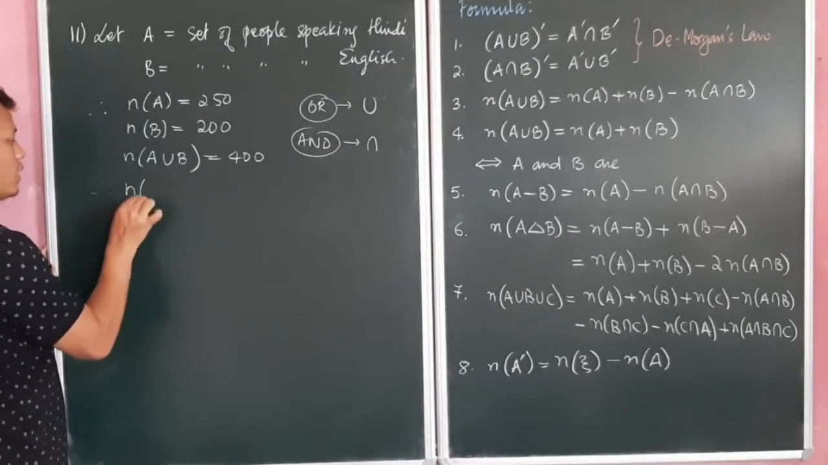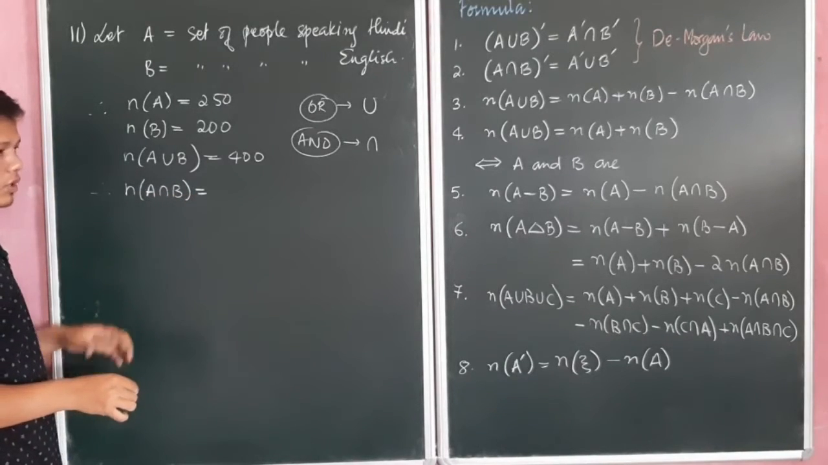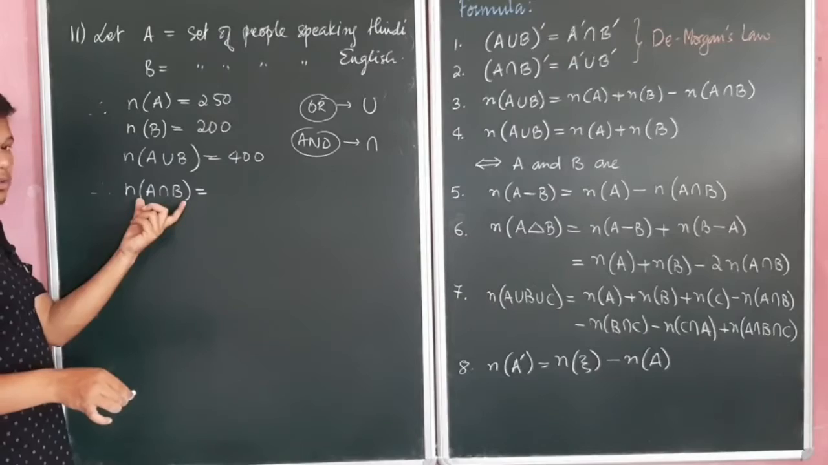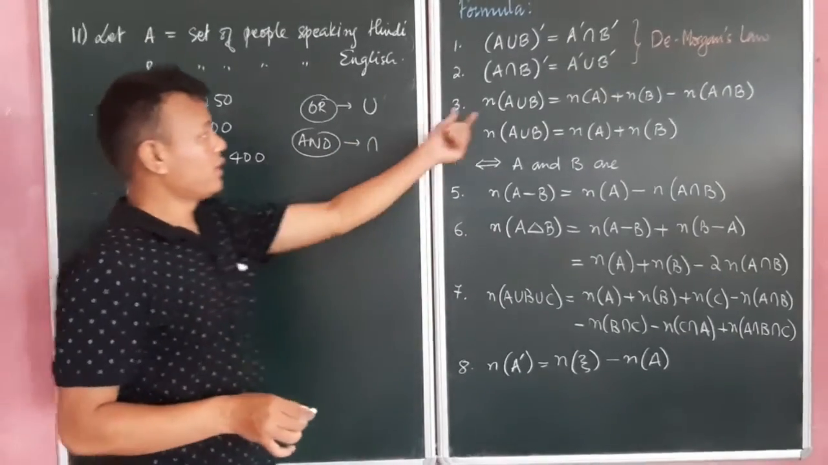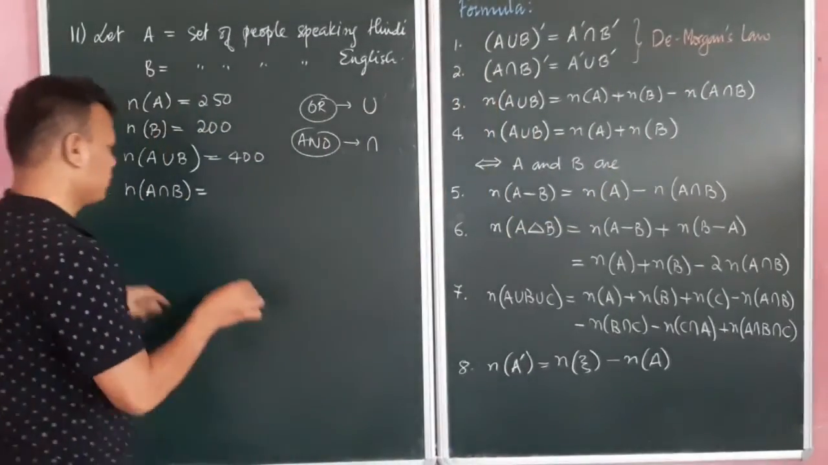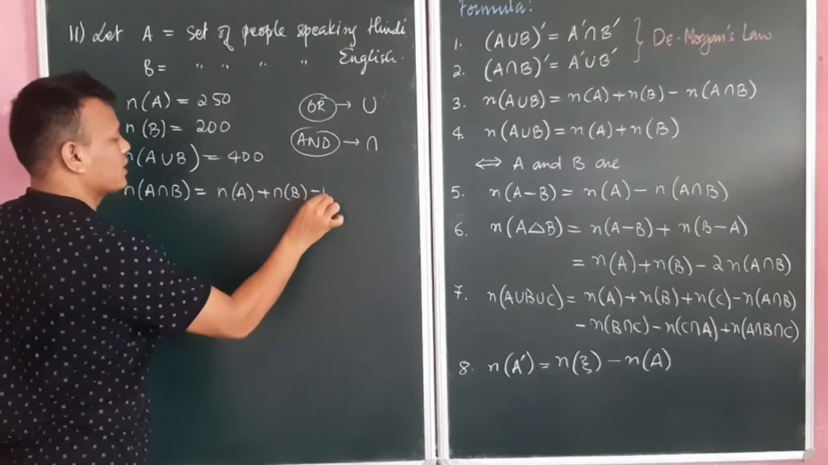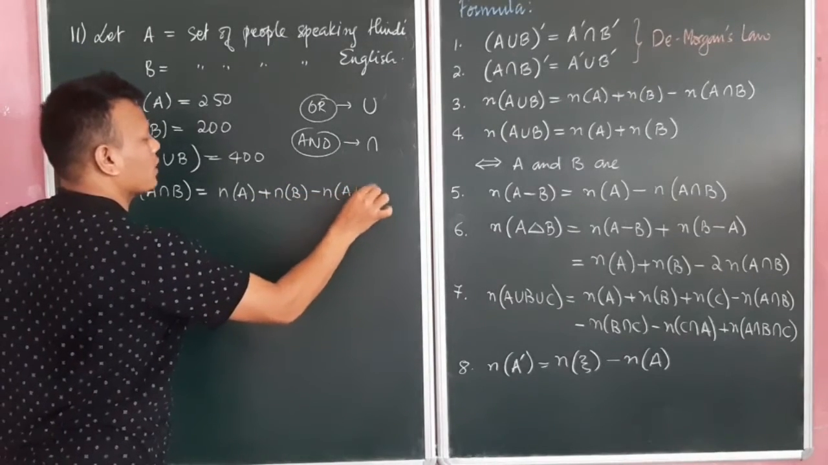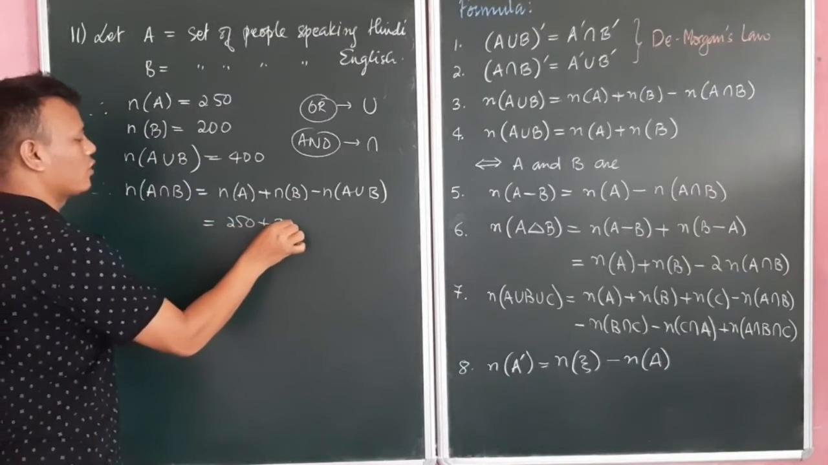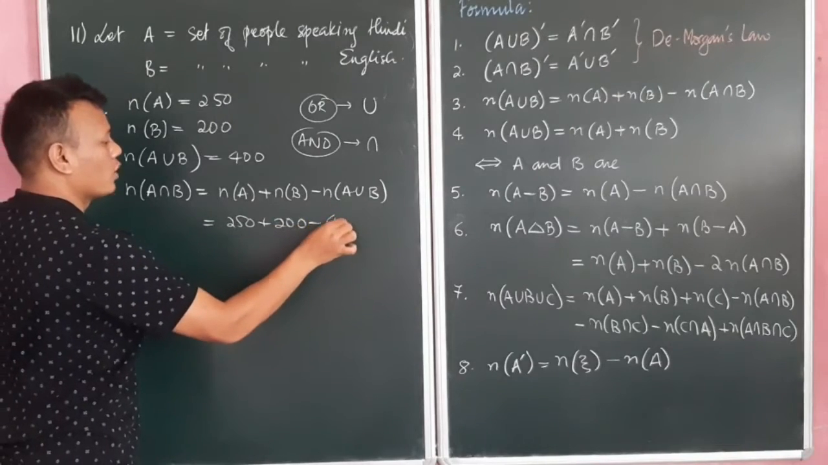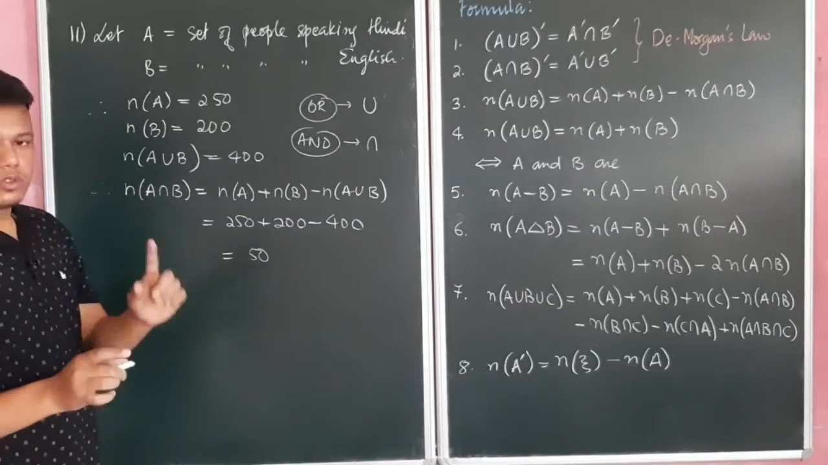Therefore n of A intersection B has to be found, and we can find it using formula number 3 again. If I take this over there and get this over here, then this can be written as n of A plus n of B minus n of A union B. Now let's put the values. We have n of A is 250, n of B is 200, and n of A union B is 400. Simplifying, this turns out to be 50. So there are 50 people who speak both the languages.